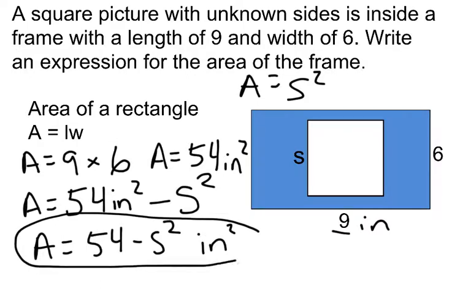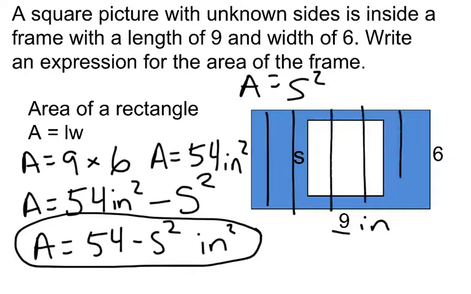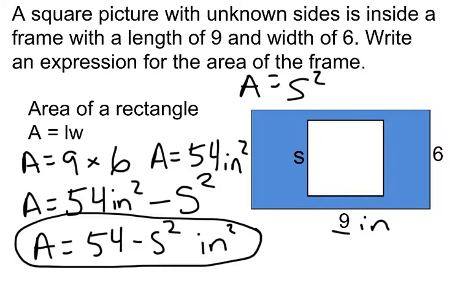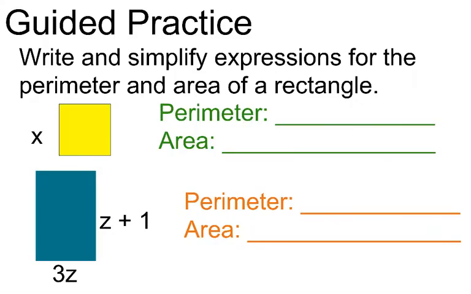Don't get s squared and square inches confused. Of course, it's always square units because remember, it's like drawing in a grid. So I hope that helps you. Now I want you to try to write and simplify expressions for the perimeter and the area of the rectangles and the squares. So go ahead and take a minute to pause this tutorial and practice these problems on your own.